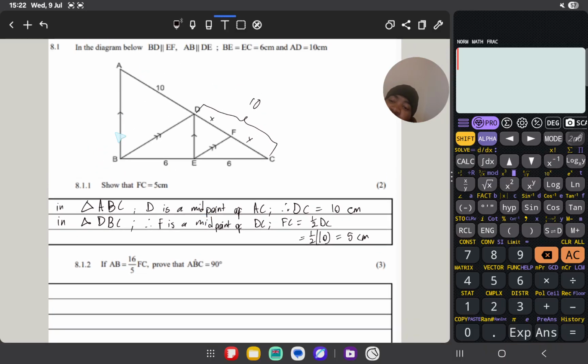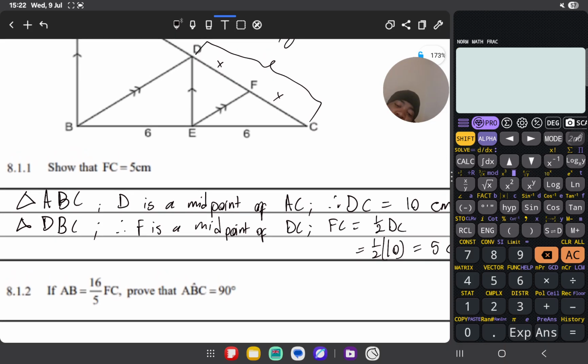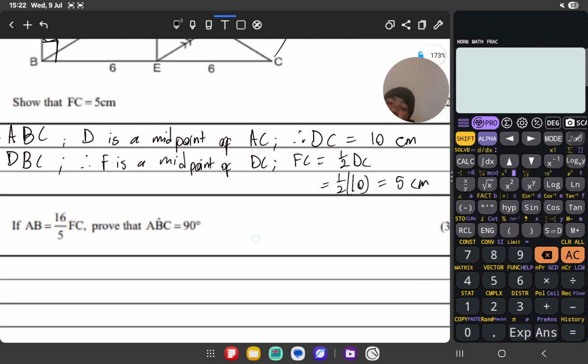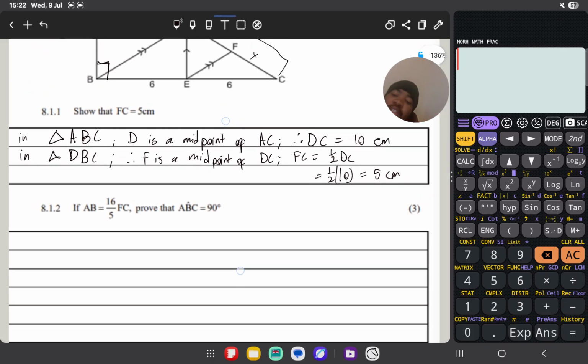Now they say AB, here's AB, is 16 divided by 5 multiplied by FC. We have to prove that angle ABC, not ABD, this one, is 90 degrees, that it is a right angle triangle. And you can see also with the marks, you're not going to sweat much. Let's see how we can do it.